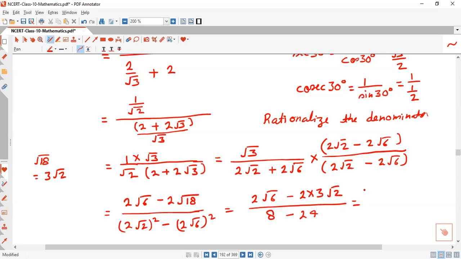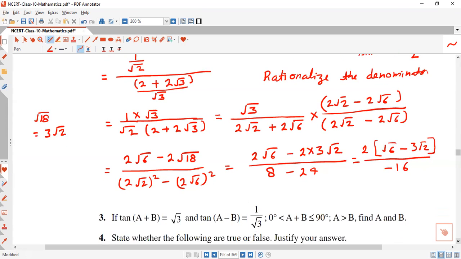You take the 2 common in the numerator, you are getting root 6 minus 3 root 2, divided by minus 16. So it is further simplified with the minus sign taken outside and 2 by 16 divided. So we are getting 1 by 8 times 3 root 2 minus root 6.